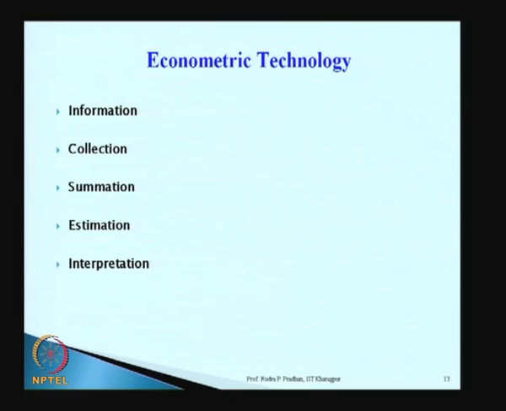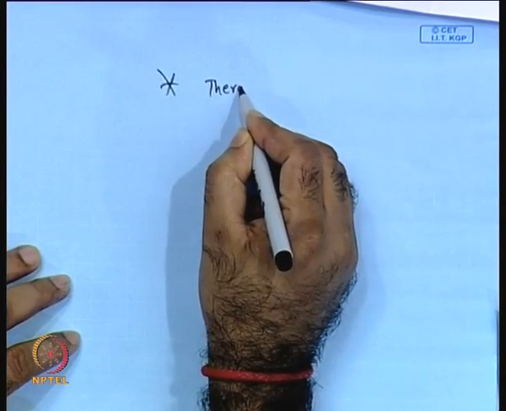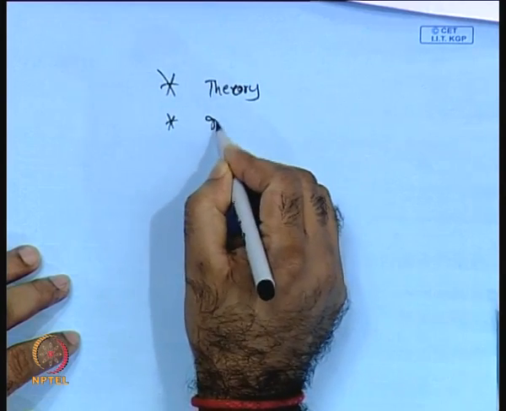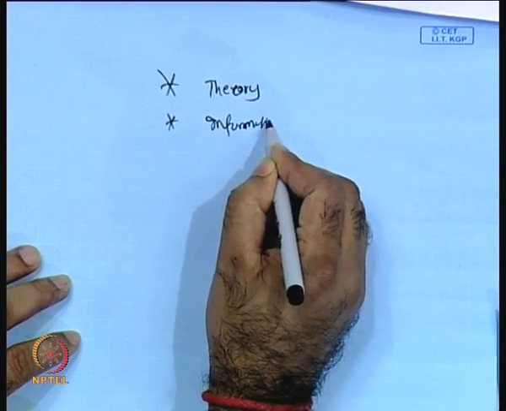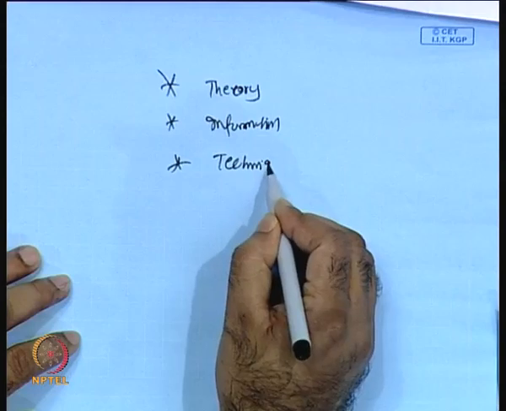So, there is a need of information. Information is most important, because there are three parts: theory, then techniques, then information, that is what is called data. So, econometrics altogether is the cluster of theory, information and techniques, theory, data and techniques or tools. These three components are very important. These three fundamental issues are very important: theory, then information, then techniques.